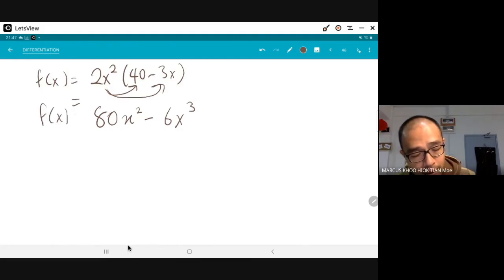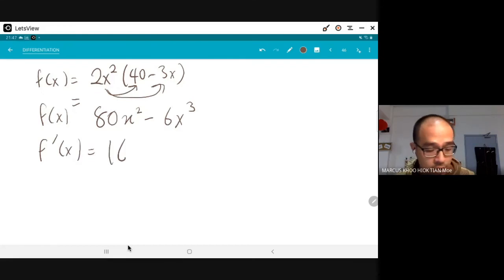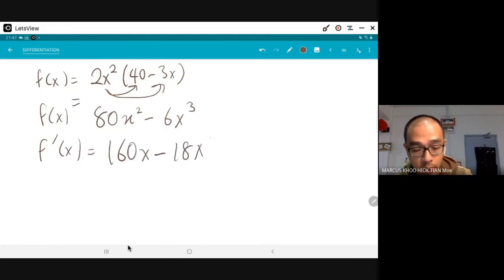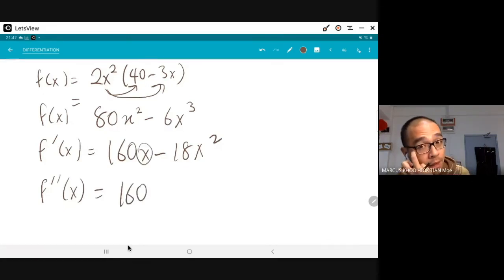So you differentiate the first time, you get 160x minus 18x squared. Then you differentiate the second time, this one you will get 160 because x is power of 1. And then minus 36x, this one 2 minus 1 will be power of 1. So that's it.